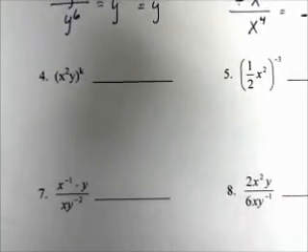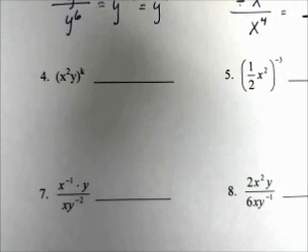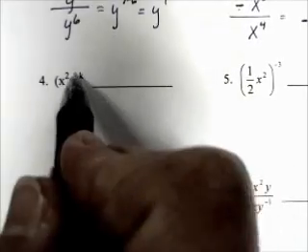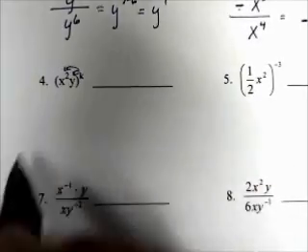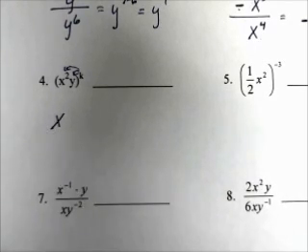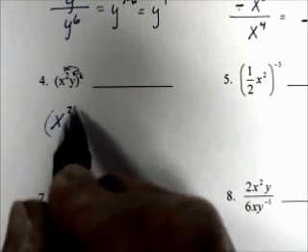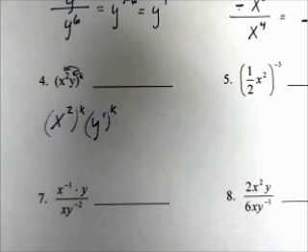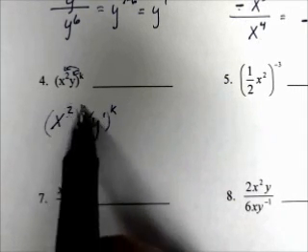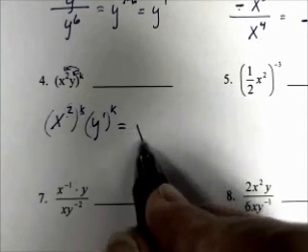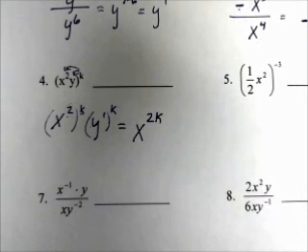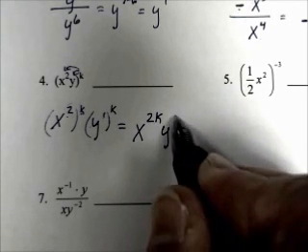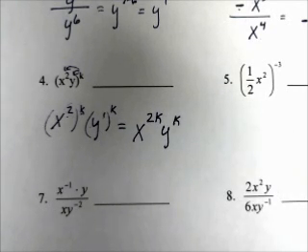Number 4, we have x squared y, so we have this product raised to the power k. So we distribute the power k, so we have x squared raised to the power of k, and then y to the 1st raised to the power of k. And a power to a power you multiply, so this would be equal to x to the 2 times k, or 2k, and y to the 1 times k, or simply k. So we have x to the 2k, y to the k.